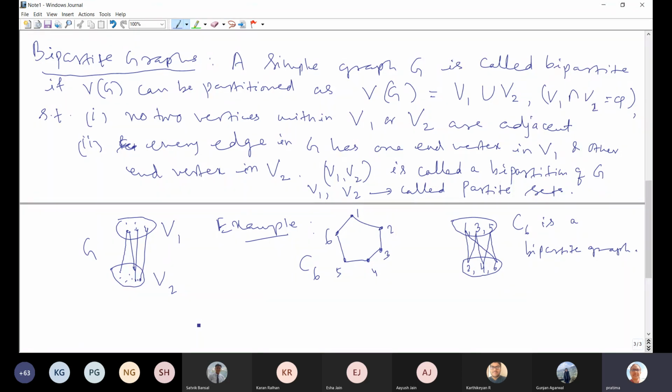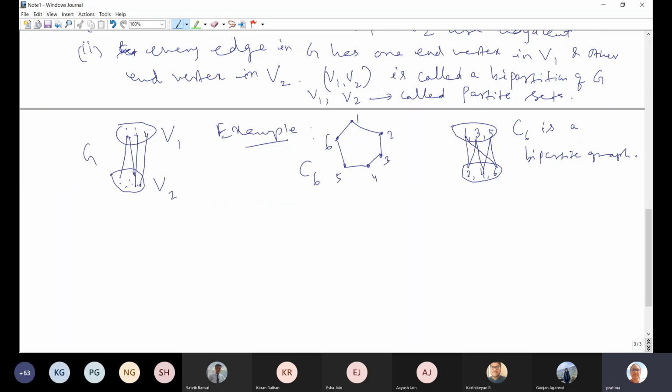Suppose I take C5. This was C6; next, let us take this C5. What can you say about this C5? Whether this one is a bipartite graph? The vertices are 1, 2, 3, 4. Will it be bipartite? No, it won't be.